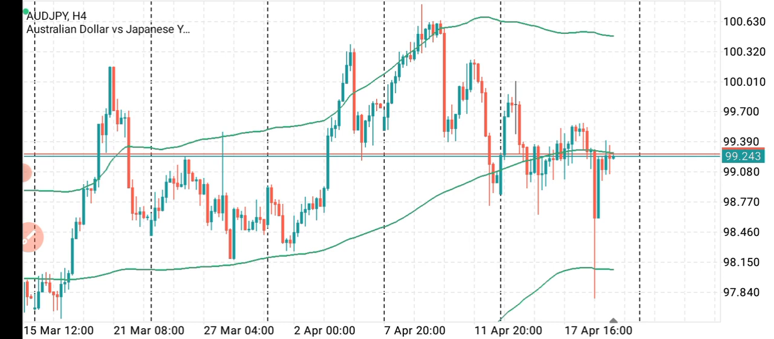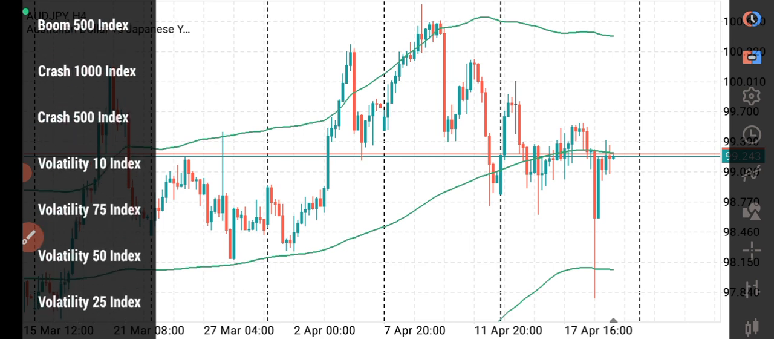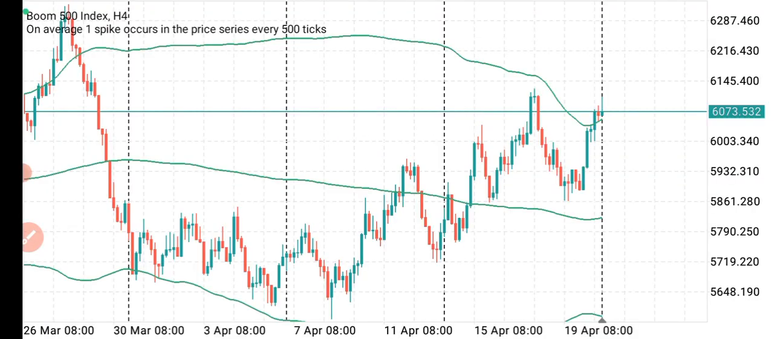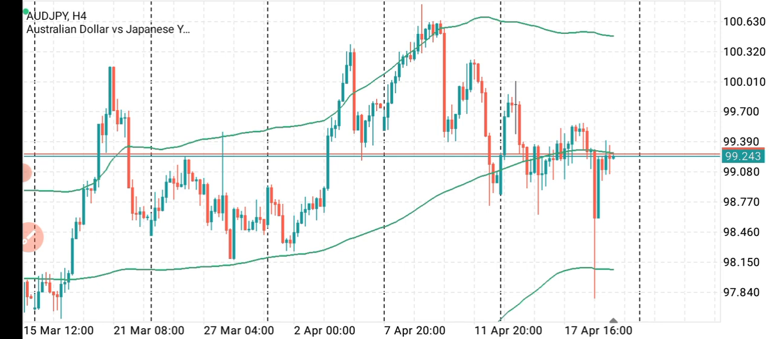So in today's class, we want to look at the various candlestick patterns, what they represent, and how you can leverage, take advantage of these candlestick patterns in your trading to maximize your chance of profitability in this market. So without wasting much time, let's dive into what we have to share.